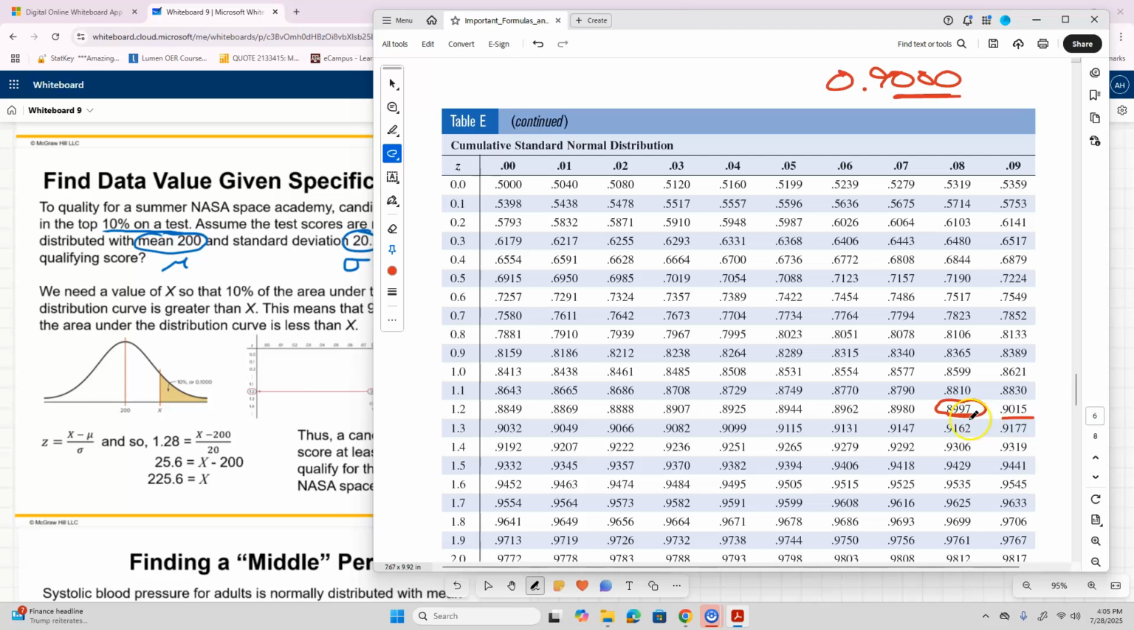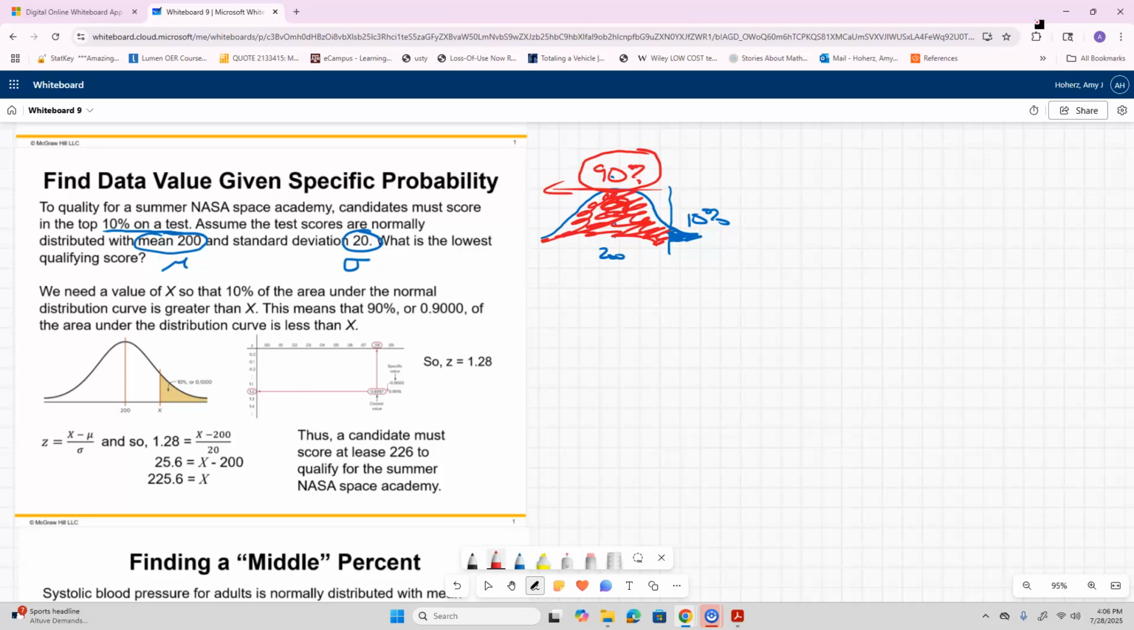So we're looking for 90%. This is the closest value we can find. So we're going to bring that across and up, and that's going to give us our z-value. So our z-value is 1.28. That's the closest we can get, 1.28. So we know now that our z-value is 1.28. But that doesn't give us our score. We need to know the score.